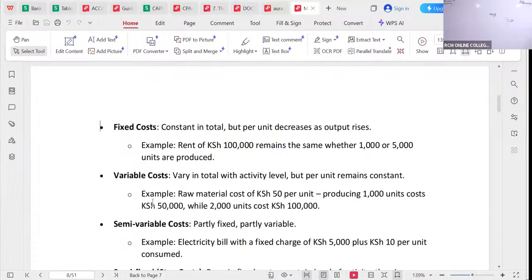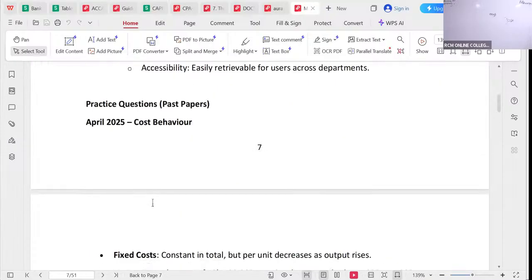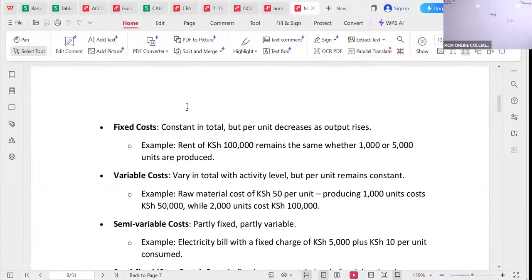Now we can go, ladies and gentlemen, to past paper questions. We start with April 2025, where they asked us about cost behavior. Do you have the question? This guy should have put the question for me here. Do you have the question itself, like a past paper? Seems they don't have, eh?